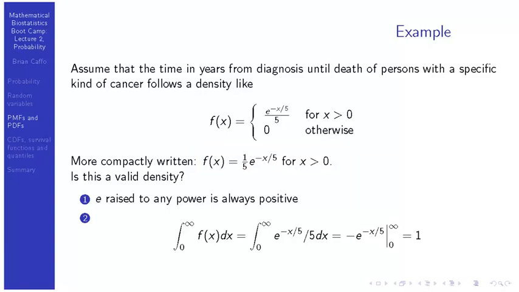Is this a valid density? Could we model survival time after diagnosis with this density? Well, first of all, we know that the function is positive because e raised to any power is always positive. And then let's check whether or not it integrates to 1. We want the integral from minus infinity to plus infinity, but like we said, all of the meat of the distribution starts at 0 and goes to infinity. So let's say the integral from 0 to infinity of f of x dx is, in this case, the antiderivative negative e to the negative x over 5, which when evaluated from 0 to infinity yields 1.